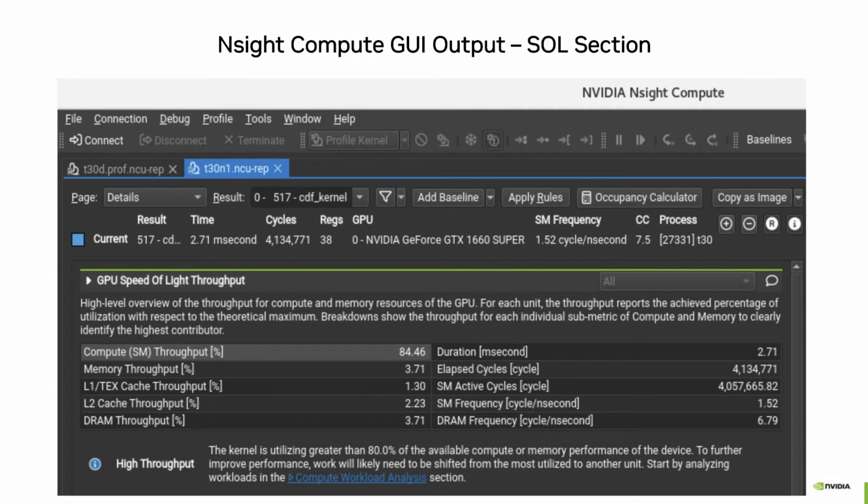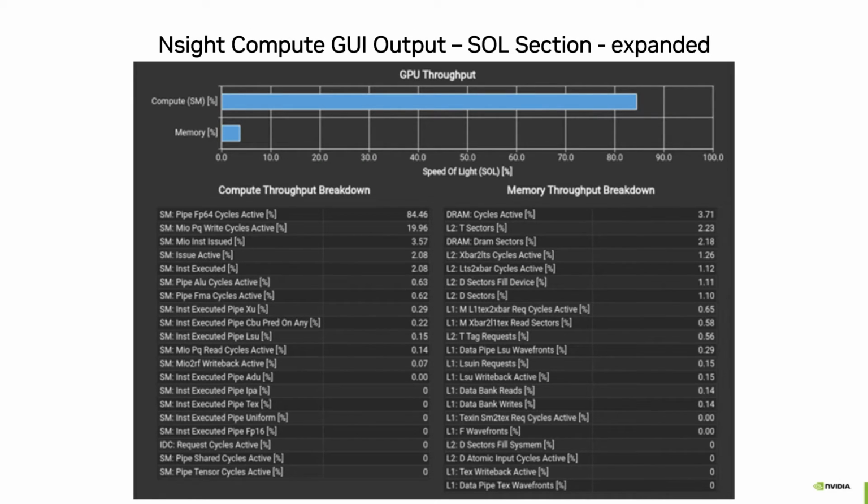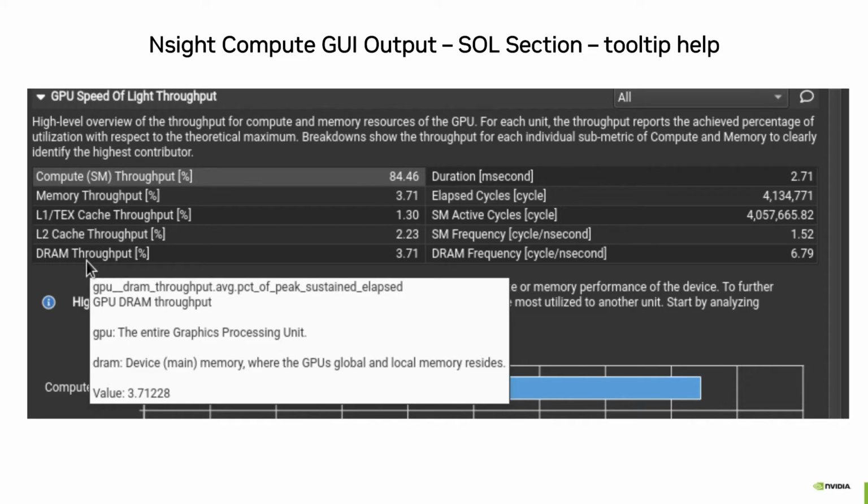In the GUI version, there is more information available for this report section. We can expand the section by clicking on the triangle button to the left of the section title to reveal additional information available for this report section. In addition, we can get additional information about a measurement or metric by hovering the mouse over the metric, as we see here. In this case, we can see that the DRAM throughput metric refers to measuring traffic between the GPU itself and the DRAM attached to the GPU, and the measurement is expressed as a percentage of peak achievable.